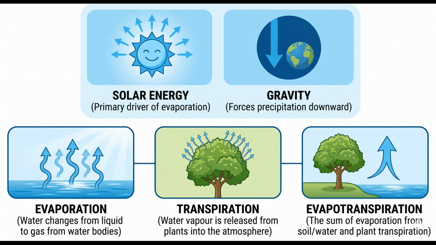Second, gravity. What goes up must come down. Precipitation falls because gravity pulls water droplets down from clouds. Surface runoff flows downhill because of gravity. Groundwater moves slowly through rock toward the ocean, pulled by gravity. Every downward movement in the water cycle is gravity at work.